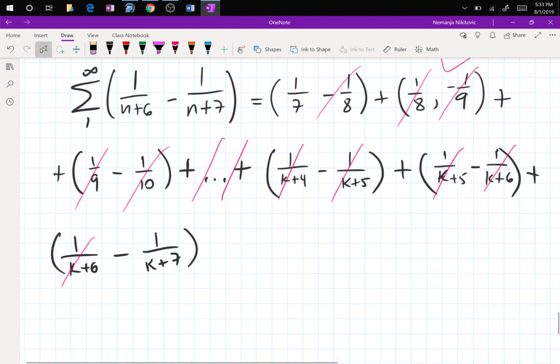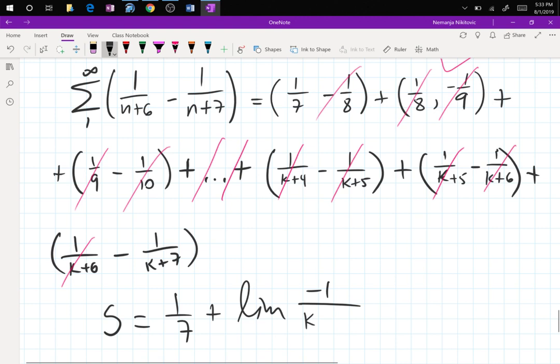So what is the answer? The answer for this sum is, well, 1 over 7 survived, plus the limit of negative 1 divided by k plus 7 as k goes to infinity, which is 0. So the whole thing is 1 over 7 plus 0, which is 1 over 7. So the entire series converges to 1 over 7.